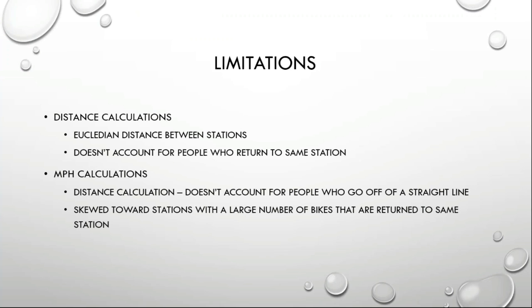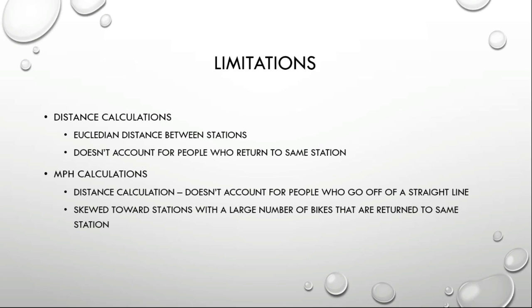So some of the limitations of our visualization, the distance calculations, firstly, we use Euclidean distance between stations. Therefore, this was just a straight distance between station A and station B, or the start station and the end station. And we know that rarely, if ever, was a straight line between two stations actually ridden, just because there are city blocks, there are buildings in the way, and the fact that most people just don't ride their bike from one station to another.